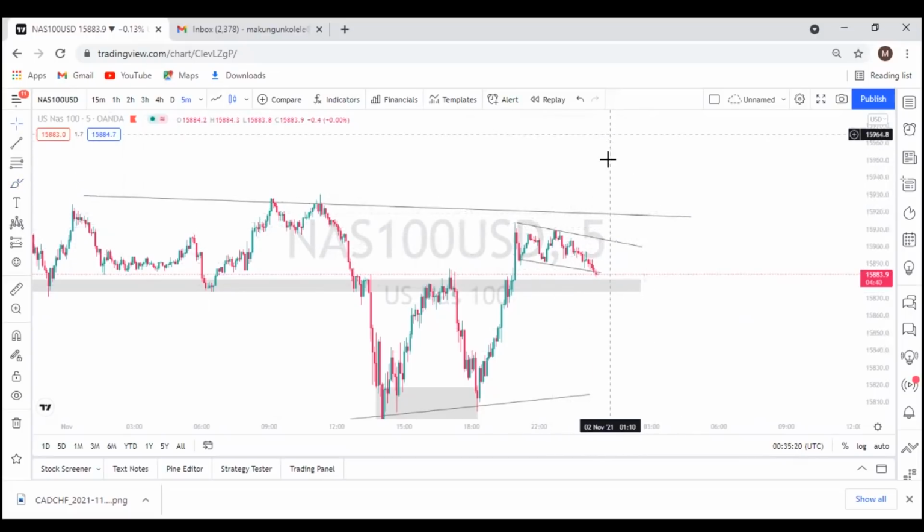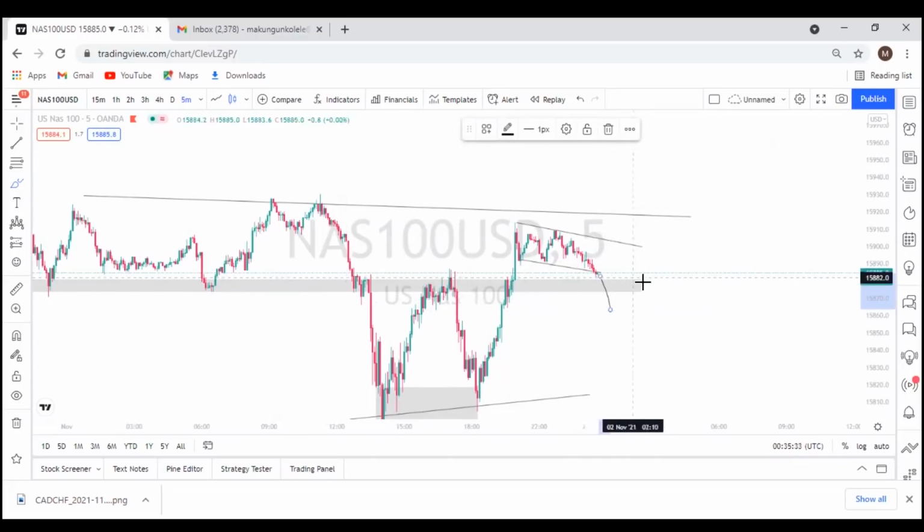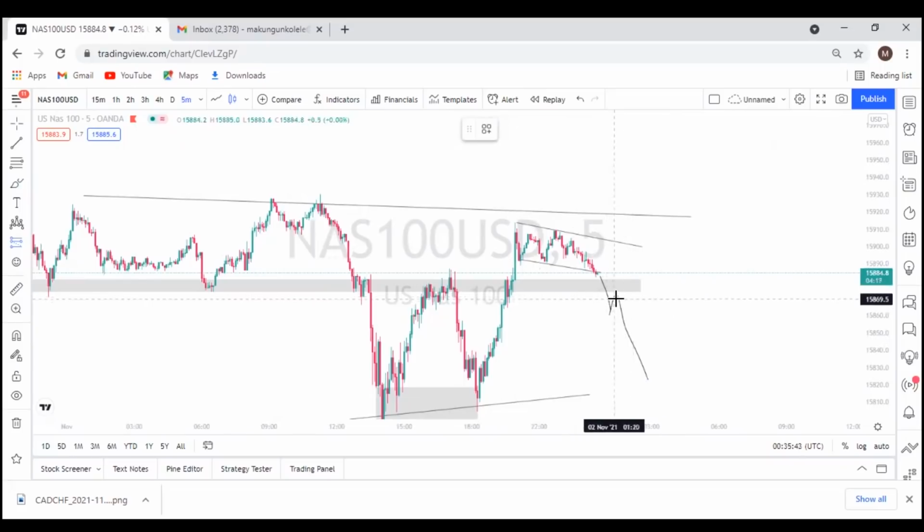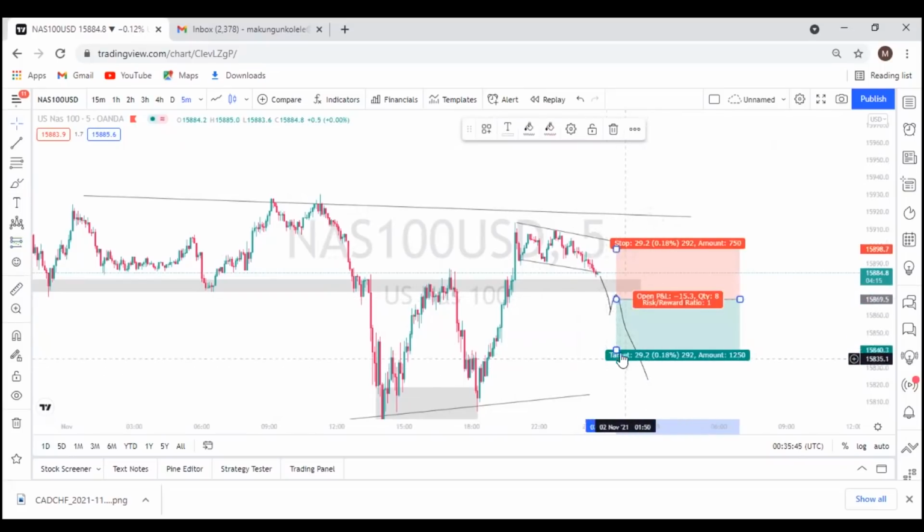And just to contradict this setup, the price can also sell from this point. It can break this zone again and retest on it and then sell just like that. But if that's the case, we're just gonna wait for the retest and ride the retest just like that.